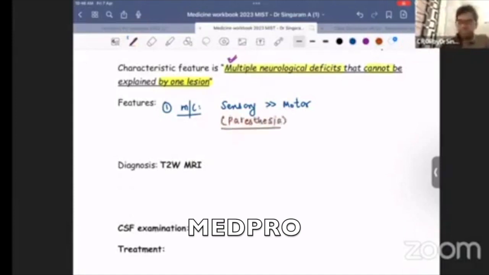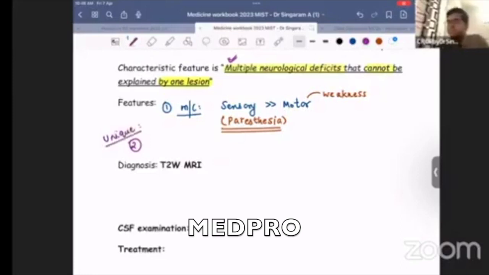That's what I'm trying to tell you. Sensory involvement is more than the motor involvement. Motor involvement, of course, is in the form of weakness of the limbs. But it is the sensory involvement which is more common compared to motor involvement. And number two, which is something like a unique association. I can put it like this because not many of the neurological disorders we study have one.